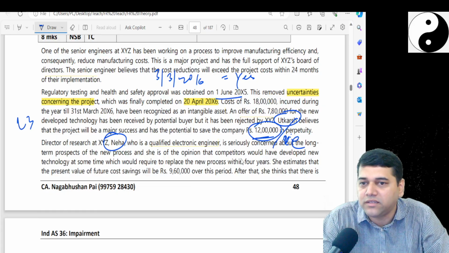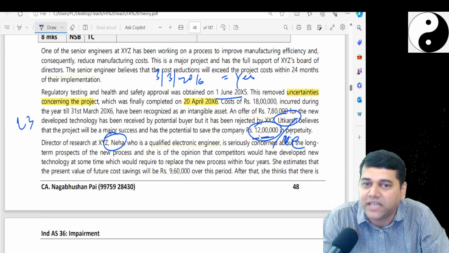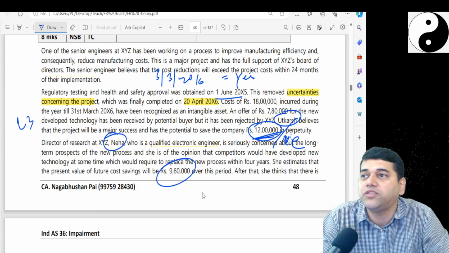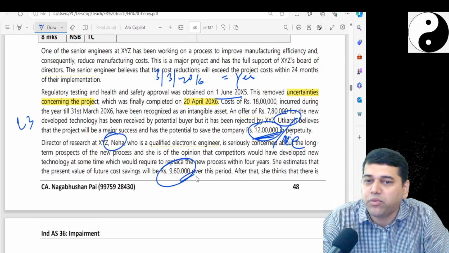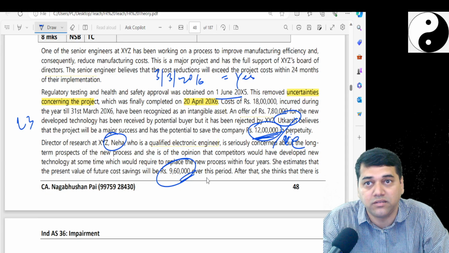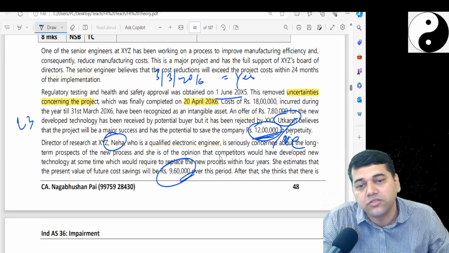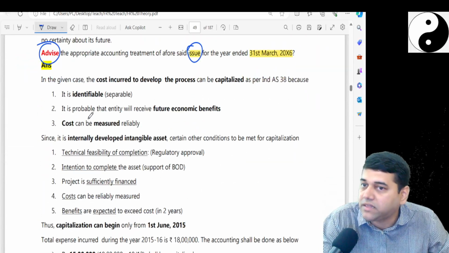So leave it. Now the discussion is whether I should take the present value of this 12 lakhs or this 9.6. Which one would you have taken? 9.6, because this makes more sense here. Because otherwise I would never impair this. Okay? So now your answer will be like this.